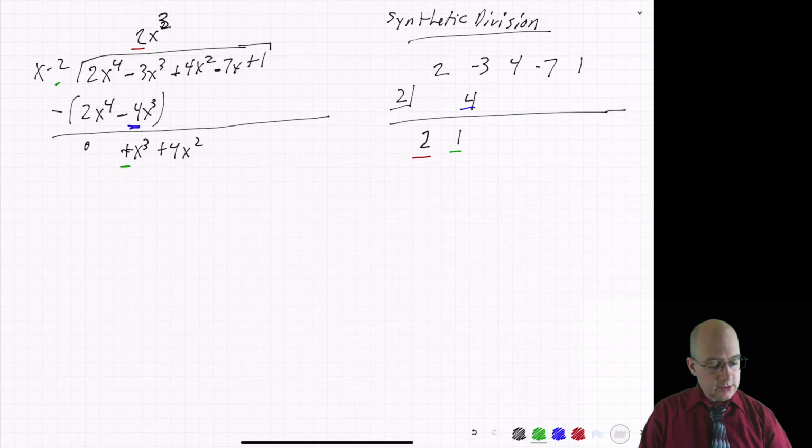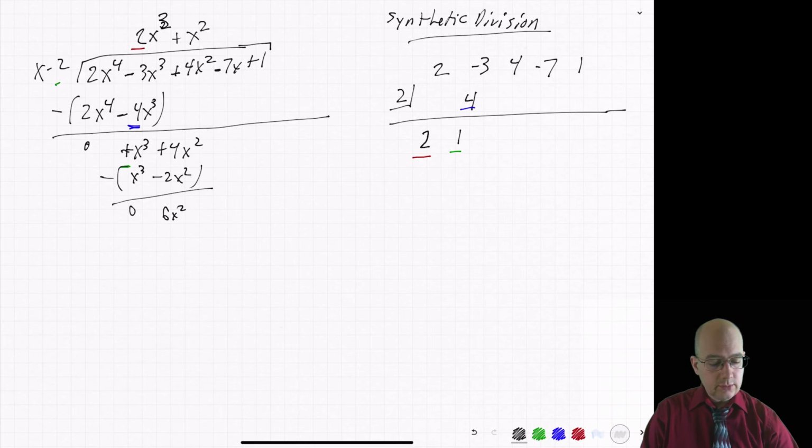Excellent. And so what comes next? Well, what comes next is, now in long division, we're trying to get rid of that x cubed in front there, so we just add in this x squared term, and we do that computation, x cubed minus 2x squared. We subtract, and what do we get? We get that 0, of course, plus 2x squared, 6x squared. What do we do over on this side? We take the 2, multiply by the 1, we get 2, add 6.